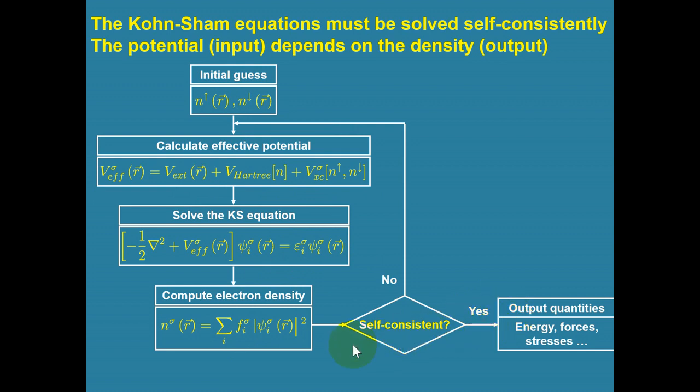But if the electron density here is not the same as the initial one, then we replace the calculated electron density as the new trial and just loop through again, and that's how we can find the lowest ground state energy and electron density and other properties through DFT calculations.